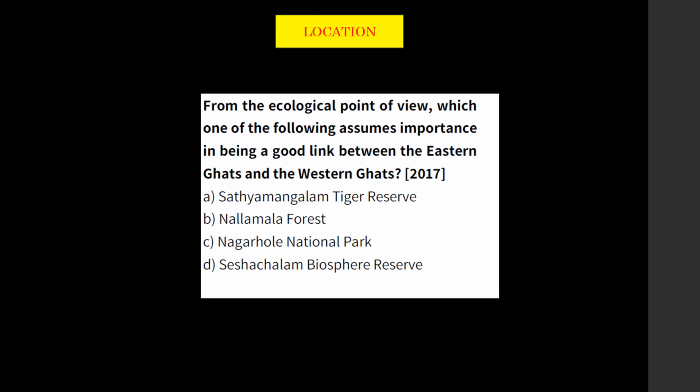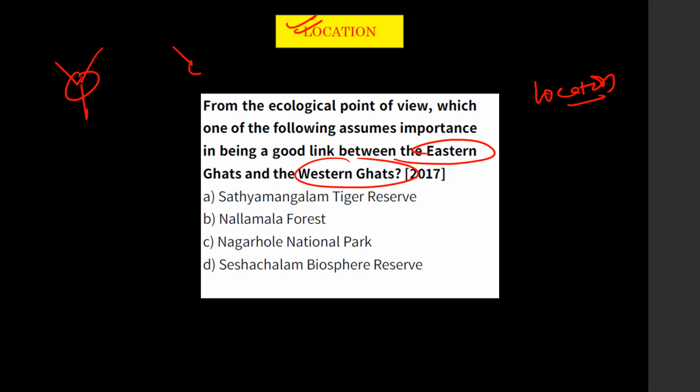So guys, you can see here location. Again, you can see location. The question is asking where the Eastern Ghats and Western Ghats are meeting. So it is a location-based question. Next time they can ask you where 3 states are meeting, or where 2 states are meeting, or where 2 districts are meeting, or where 2 rivers are meeting. They can frame questions like this. This is how you have to do the PYQ analysis.